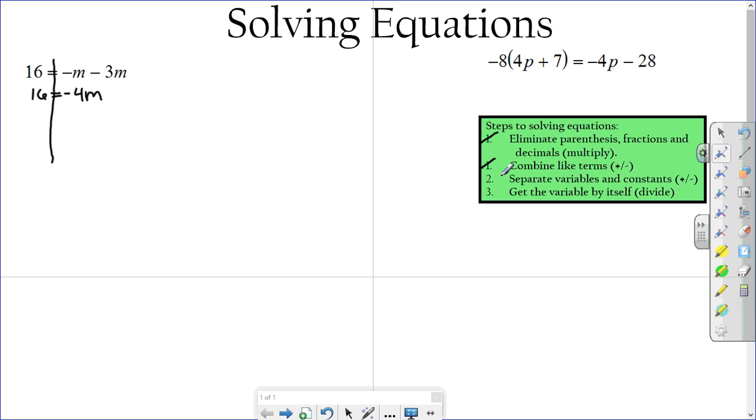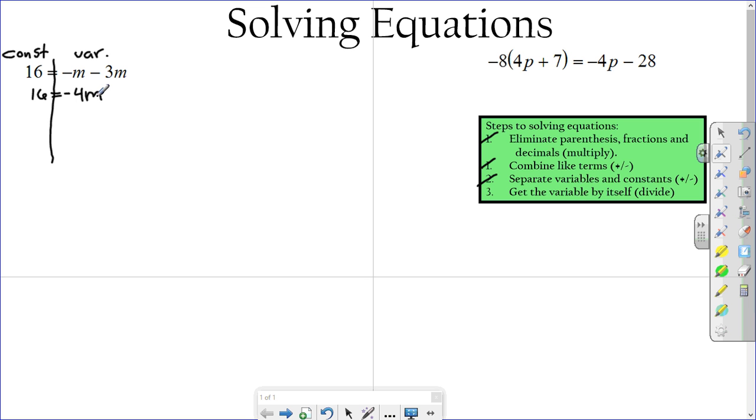Step number 3 is separate variables and constants. Variable means letters, constant means numbers only. I'm looking for the letter in here. The letter is on the right-hand side, so on this side I would like to have the variable, and over here I want the constants only. This is a number only, so leave it alone. I want this side to have a letter, and it has a letter, so I'm done. They're separate already.